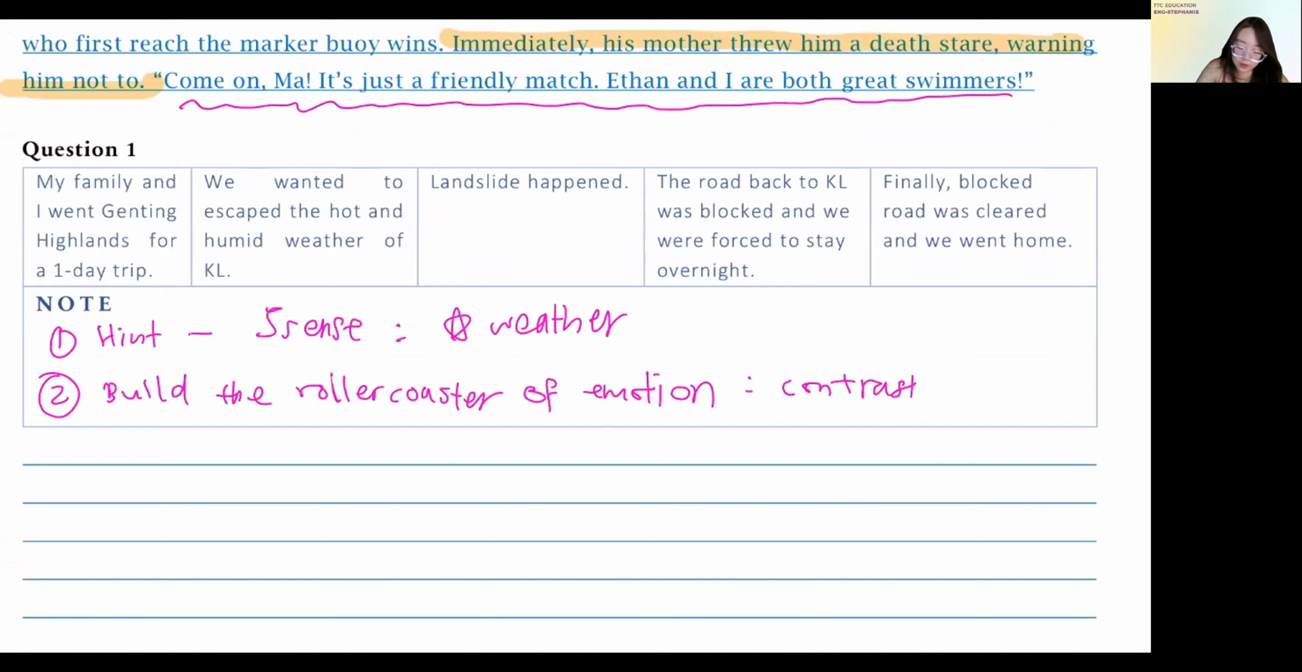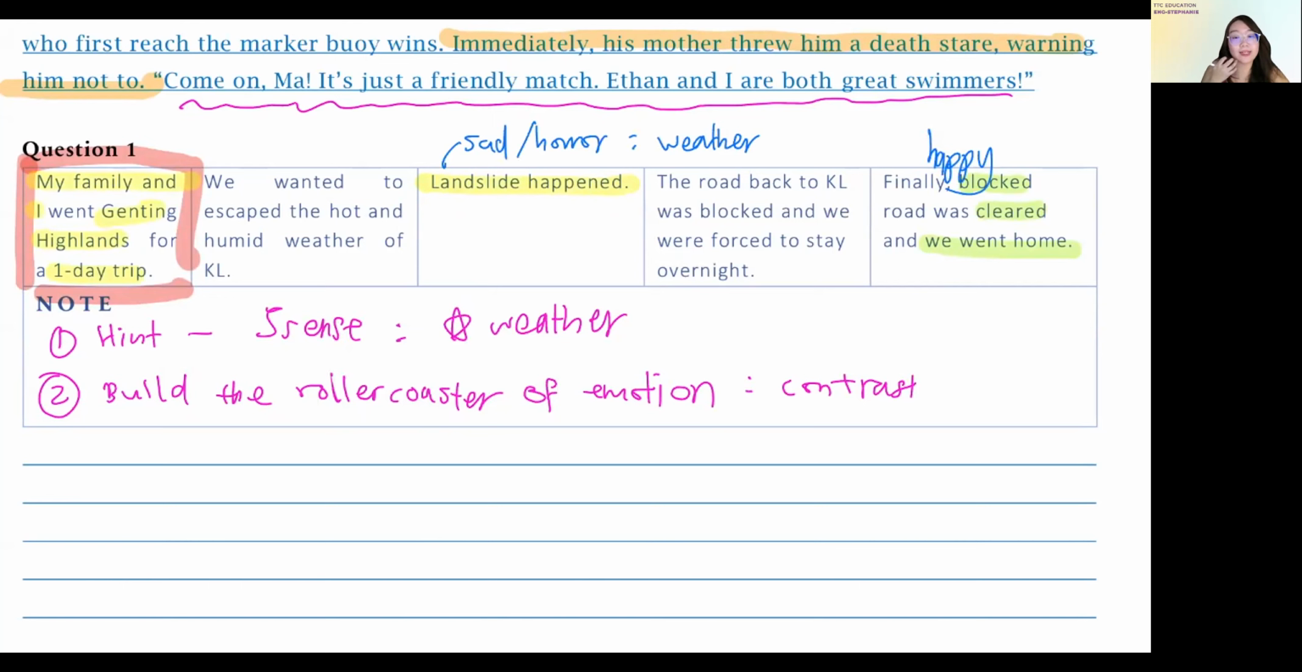So if it's according to the flow, we know that the ending is a happy one because the block cleared, went home. So this is a happy one, right? Then sad things happen in the middle because it is about landslide happened. And this can be closely related to, or horror, closely related to weather. Tied up with weather is better. All right, and here for the very first portion, we will need to have our settings straight. So this is the initial one-day trip to Genting Highland with you and your family.